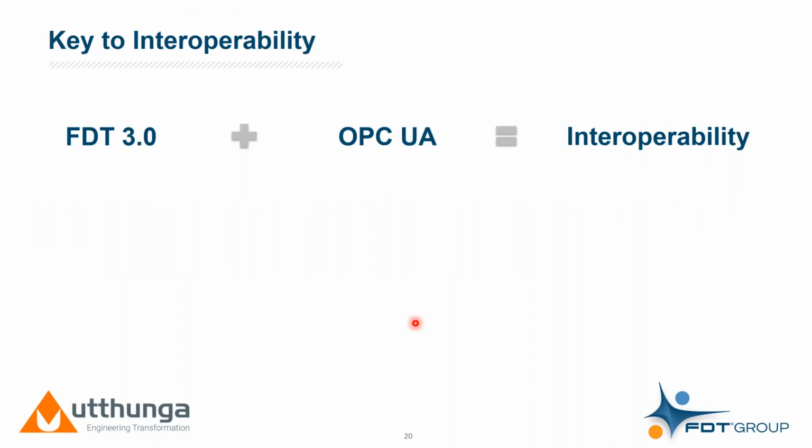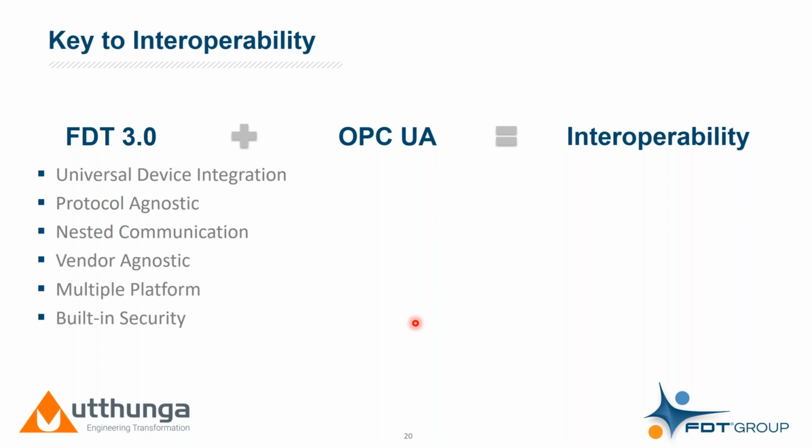OPC UA is considered the de facto standard for secure and reliable exchange of information between systems, whereas FDT 3.0 offers a single server environment for the entire enterprise. FDT acts like a universal device integration standard, independent of the various communication protocols, including nested communications, and it supports 16+ communication standards, including proprietary ones. FDT technology is independent of device types.